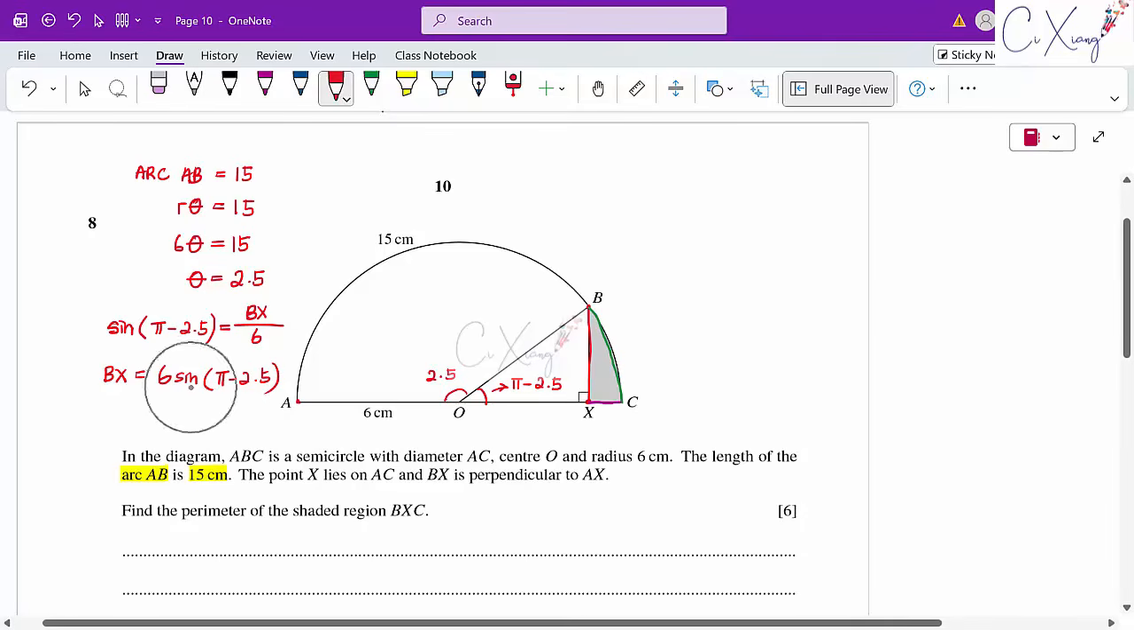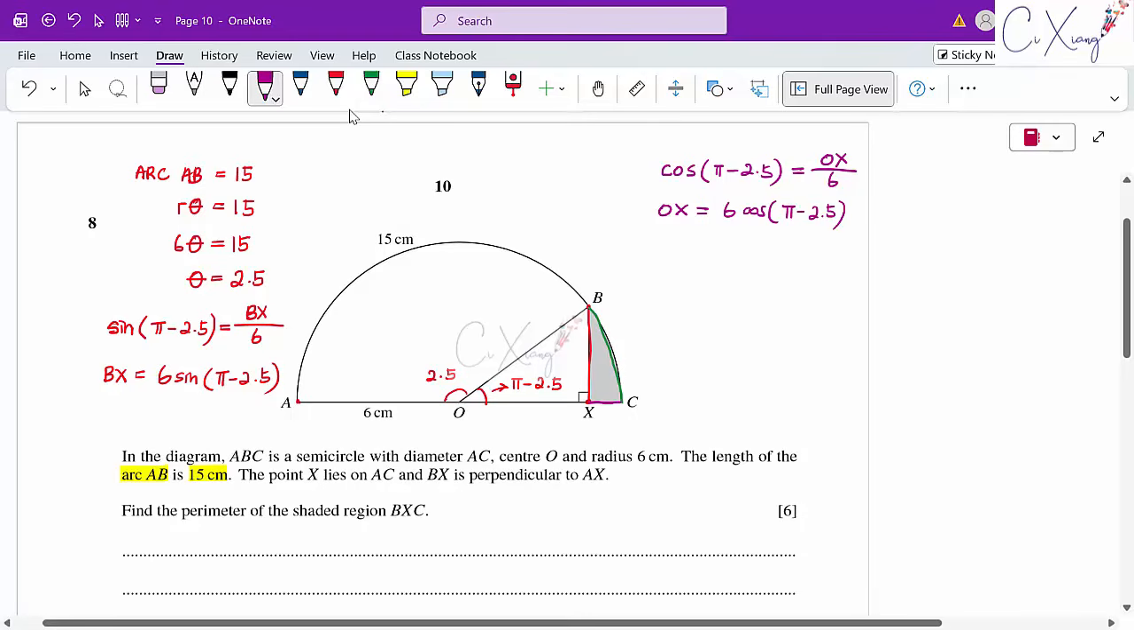Okay, so we successfully get the length for BX. And after that, I want to know also the length for OX. How can I get the length for OX? To get the length of OX, I want to use the ratio cos of the angle, which equals the adjacent length, OX, divided by the hypotenuse length, which is 6. From here, I know that my OX equals 6 cos (pi minus 2.5).